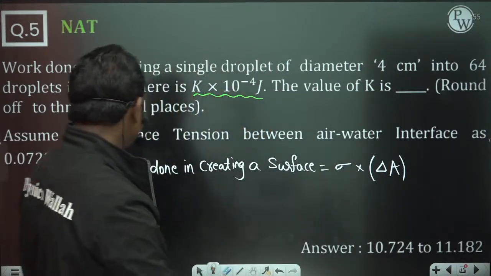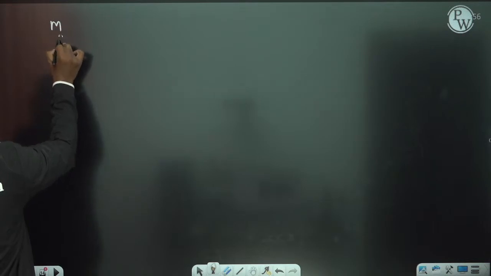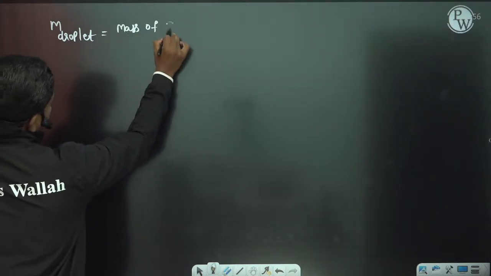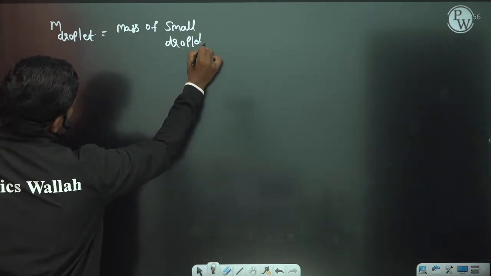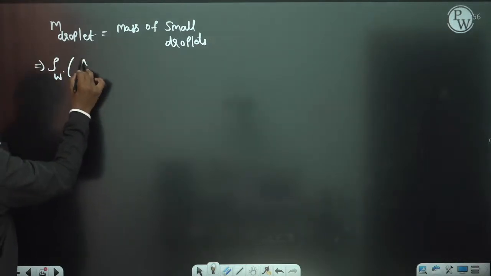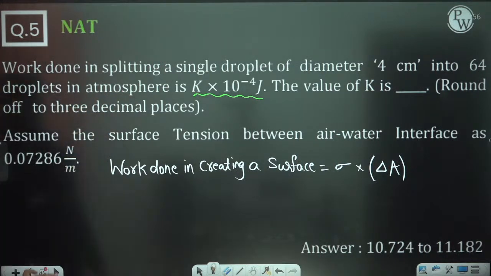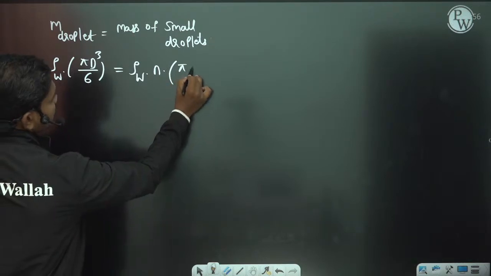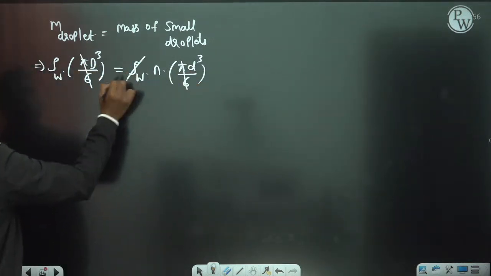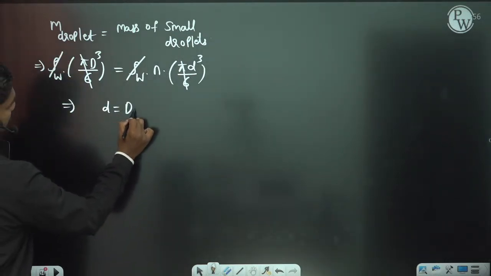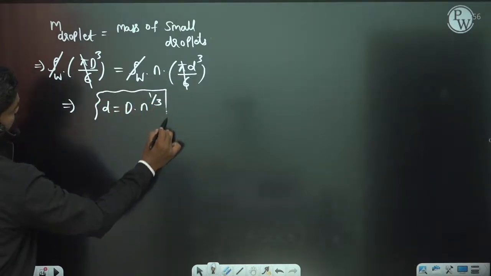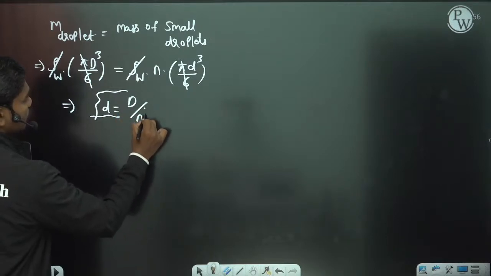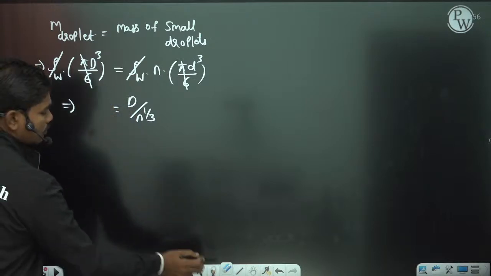Yes, correct. If you do a simple analysis, the mass of the big droplet should be equal to the mass of all the small droplets together. So the density of water times pi D cube by 6, for the diameter, should be the same as the density of water times, suppose n small droplets have formed, n times pi d cube by 6. Pi by 6 cancels, density of water cancels, so the small diameter is d equals capital D divided by n to the power 1 by 3. This is the relation between the small diameter and the big diameter of the water droplet.